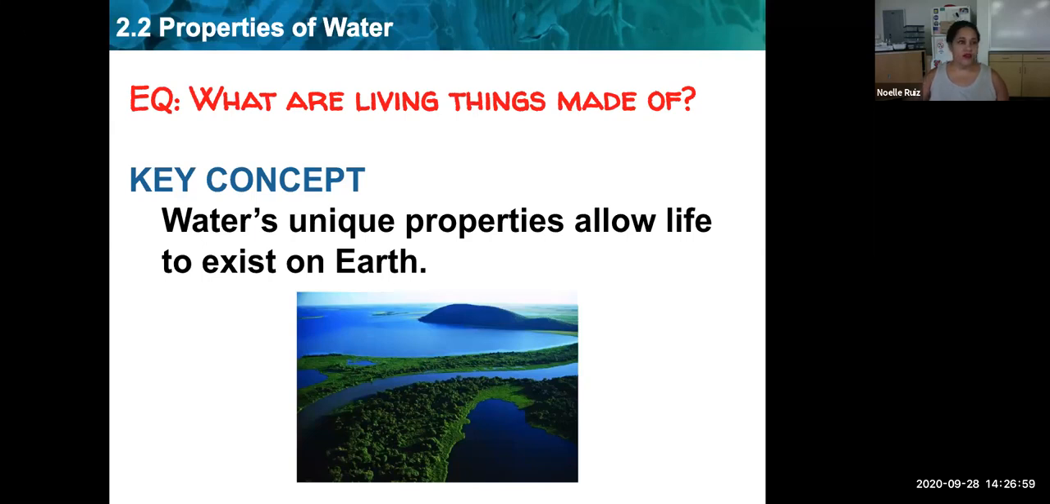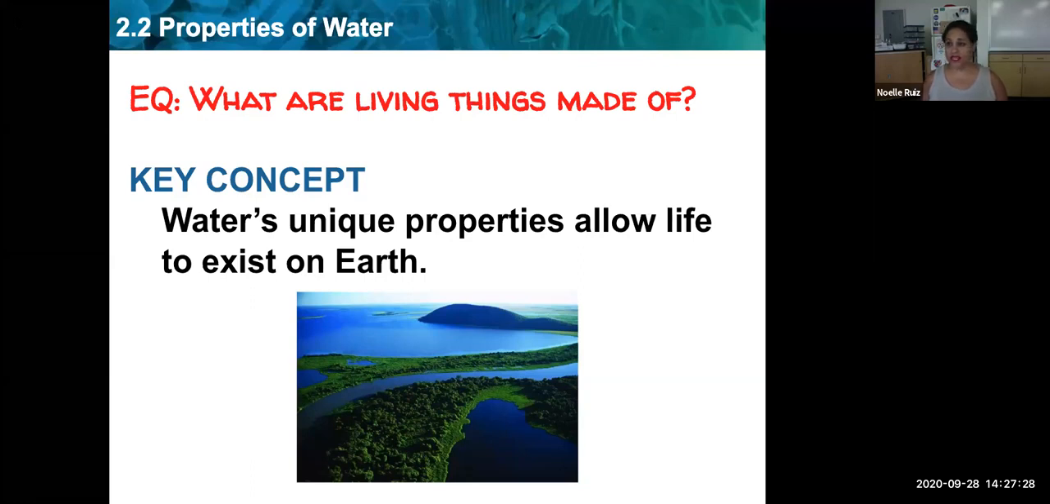So moving on, our essential question is the same. What are living things made of? We talked about elements last section. Our 6 most common elements are carbon, hydrogen, nitrogen, oxygen, phosphorus, and sulfur. You put those elements together, you get various compounds. And our most common compound is water. Water's unique properties allow life to exist on Earth.